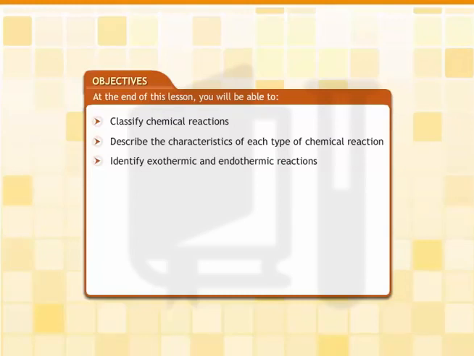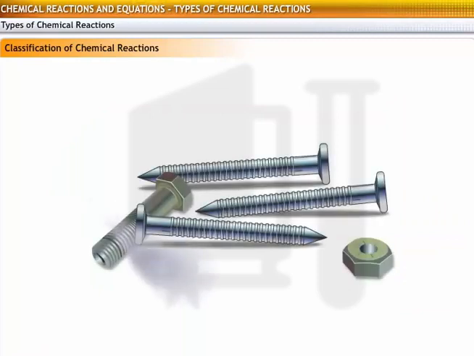At the end of this lesson, you will be able to classify chemical reactions, describe the characteristics of each type of chemical reaction, identify exothermic and endothermic reactions. Chemical reactions vary depending on the chemicals involved in the reaction as well as the environment of the reaction.